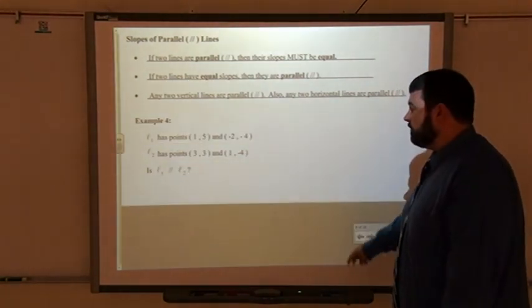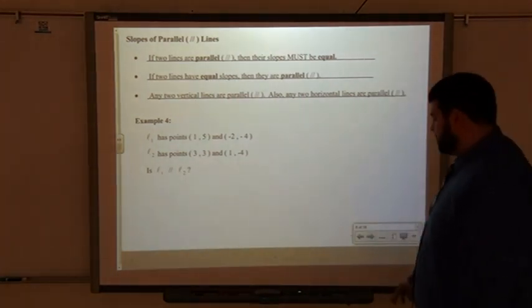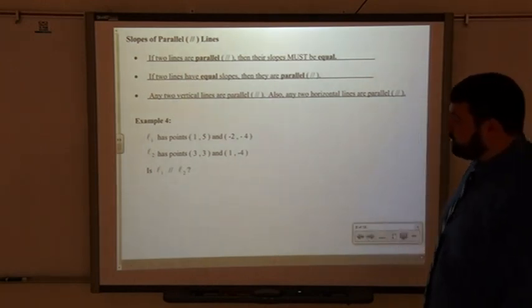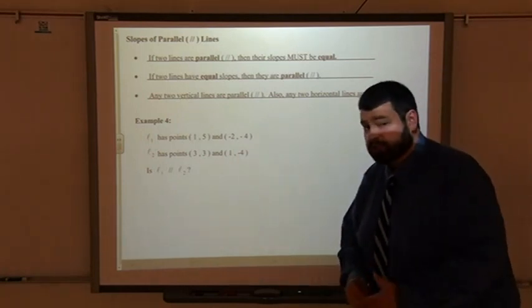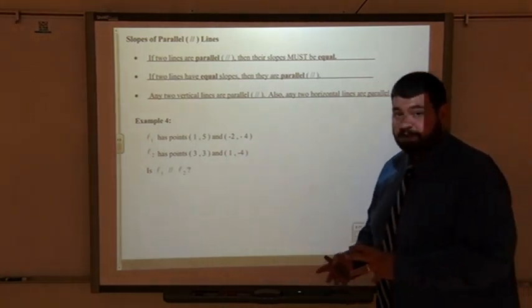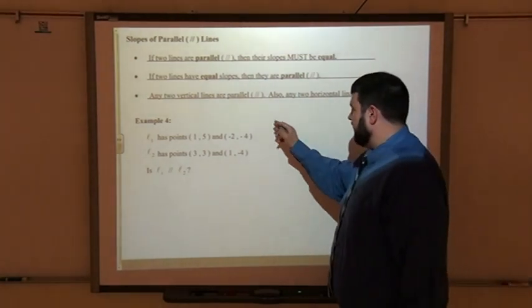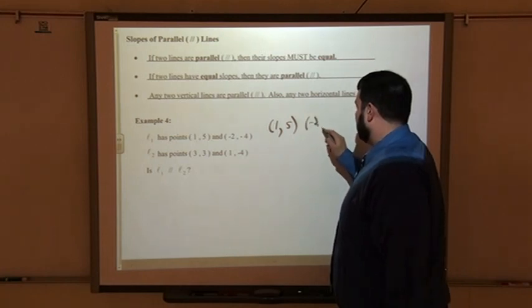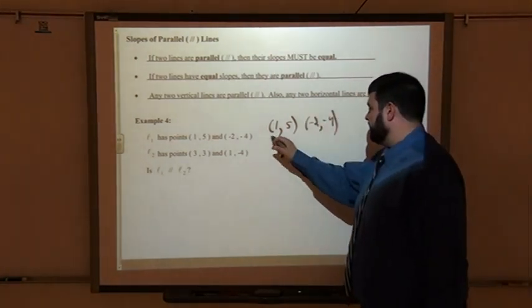Now the big thing you need to remember is that the slopes of parallel lines are equal. So that's what it's asking us now. It gives us L1, it gives us L2, and it asks us if the two lines are parallel. If it gives you points and it starts talking about parallel or perpendicular, the clue is to calculate the slope. So the first thing I have to do is calculate the slope between (1, 5) and (-2, -4).